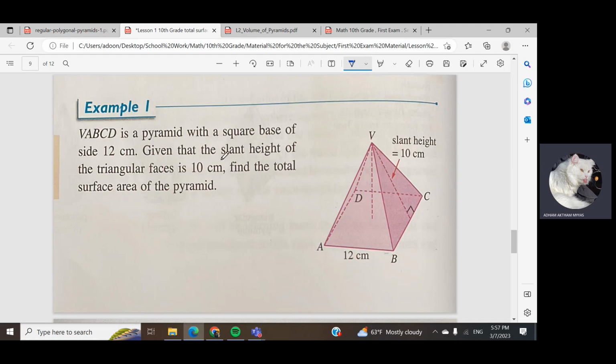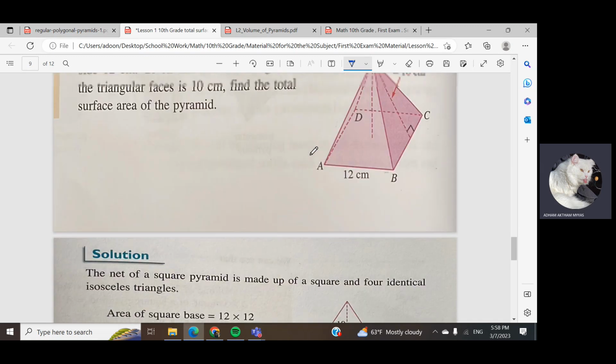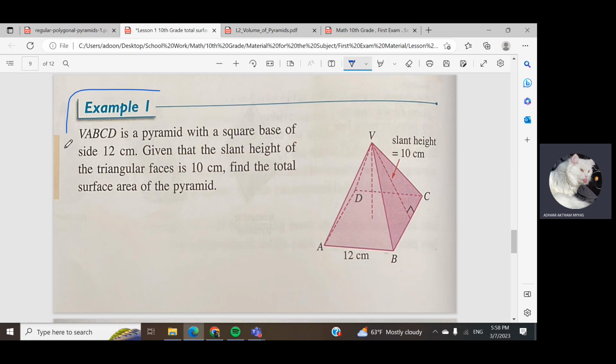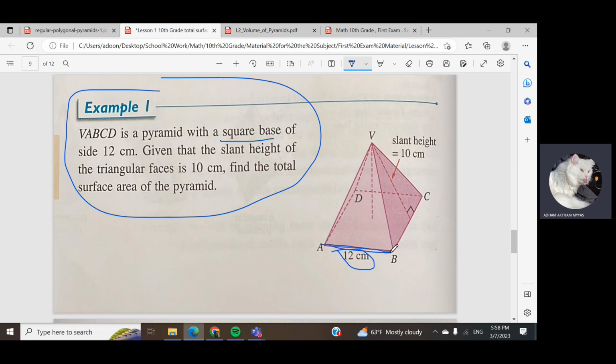So this is a question or example about that. We can see this example. He gave us that this side is 12 centimeters. So this is a square base, 12 centimeters. He told us this is a square, so this is also what? 12. If I want to calculate the total surface area, I should also know the height here, or the slant height.